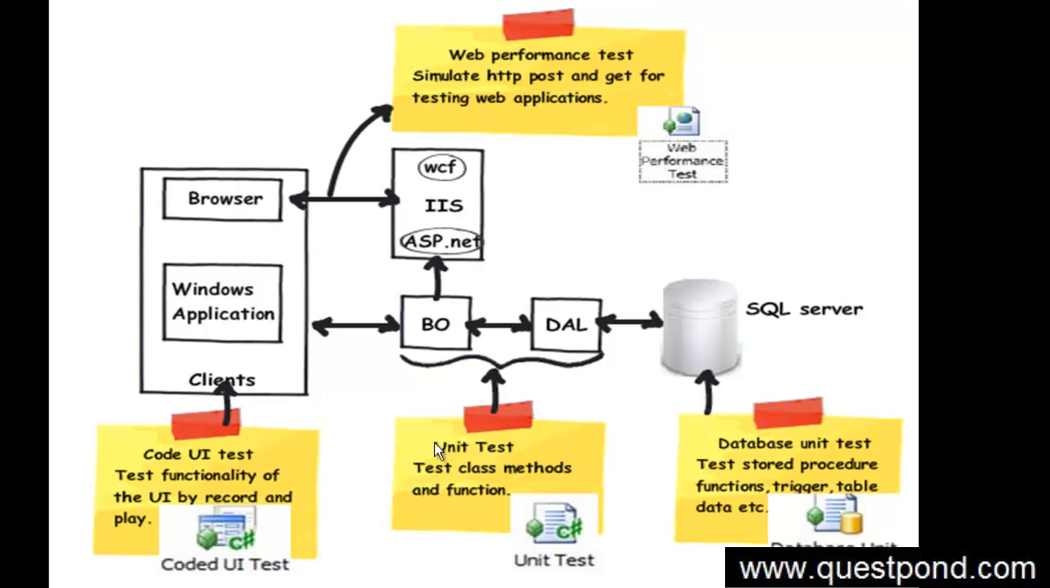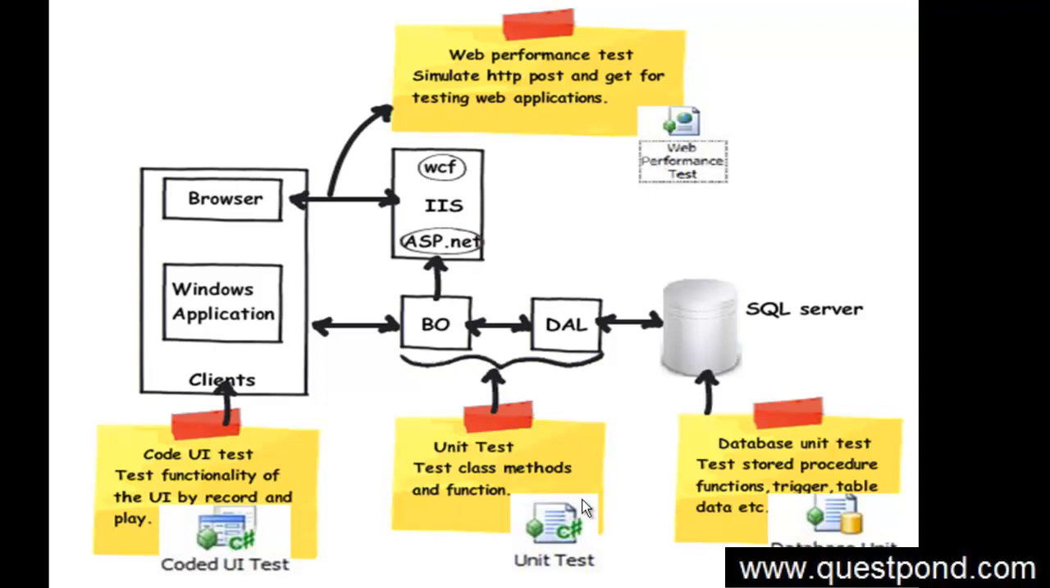If you want to test your middle tier or the data access layer, which are nothing but simple .NET classes, then you can use the unit test. If you want to test your database logic, which is in the form of stored procedures, functions, and triggers, then you can use the database unit test. In case you have ASP.NET applications where you want to test your ASP.NET functionality, then you can use the web performance test, which can make post and get requests over the ASP.NET applications.